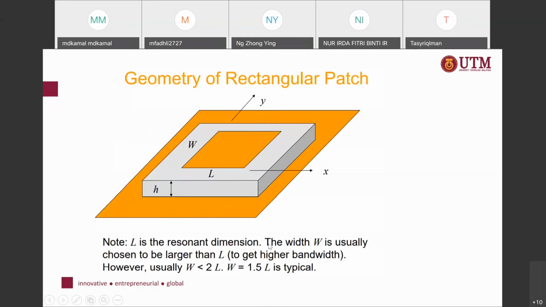You can see here I say that W is usually chosen to be less large than L to get higher bandwidth. This is why you can find that the value of W is usually greater than L. However, usually W should be less than 2L, and W is roughly about 1.5 L is typical. So if you want to find what is the suitable patch antenna that you want to design, once you know the W, you can find what is the L as well.